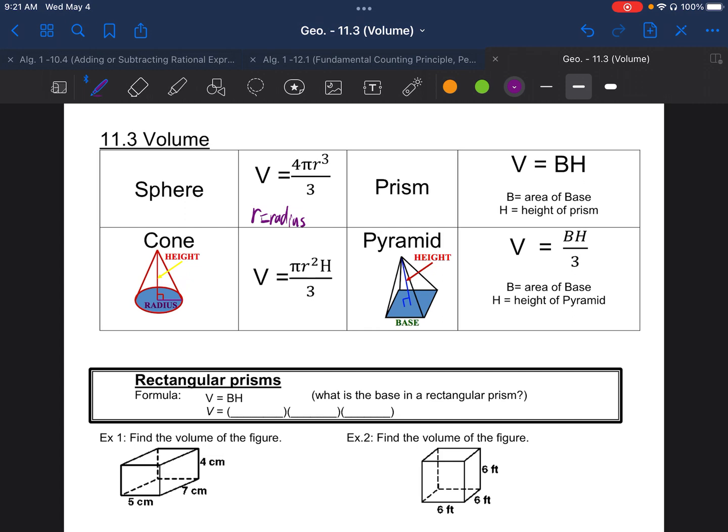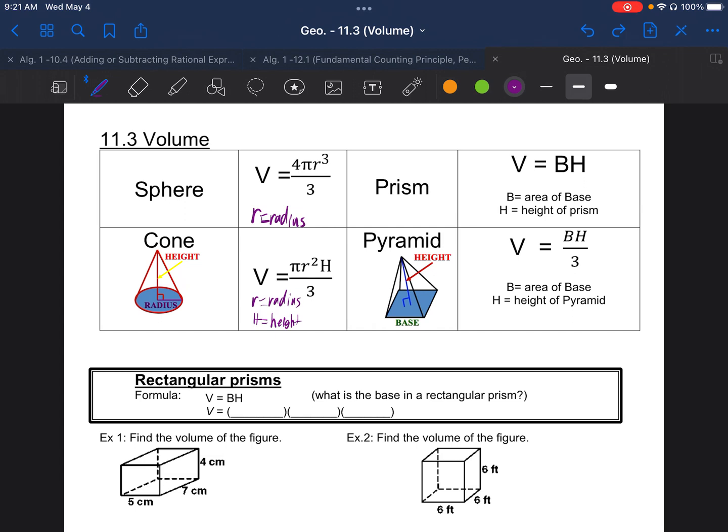Bottom left here, cone, volume is equal to pi r squared h over 3, where r is once again the radius, and h is the height. It has to be perpendicular to the bottom here, as we can see in this picture to the left. Prism, remember we had the right prisms, rectangular prisms and right prisms. So for rectangular prisms and right prisms, V for volume equals base times height. So the area of the base and the height of the prism.